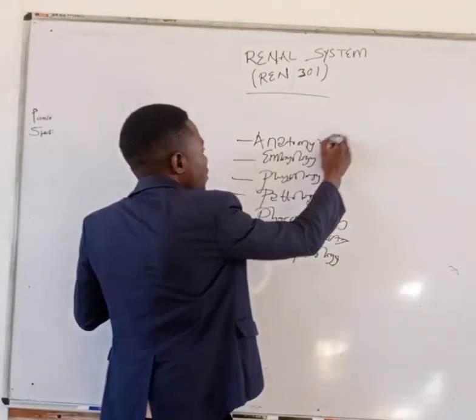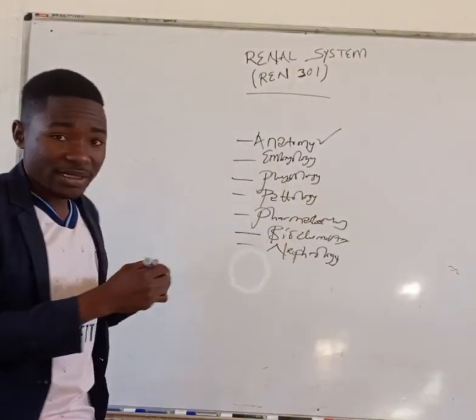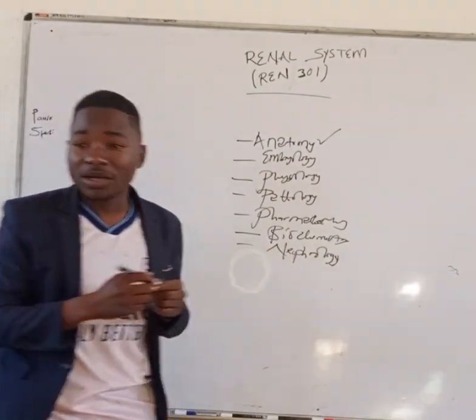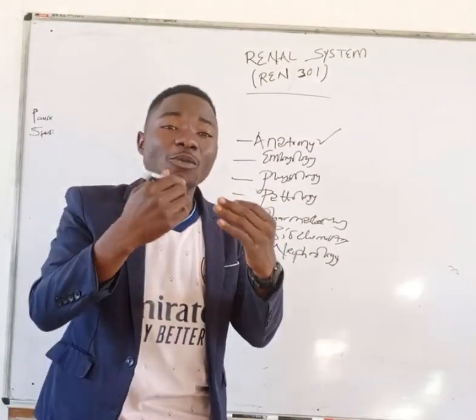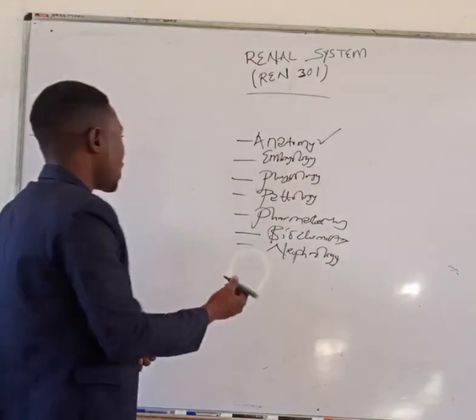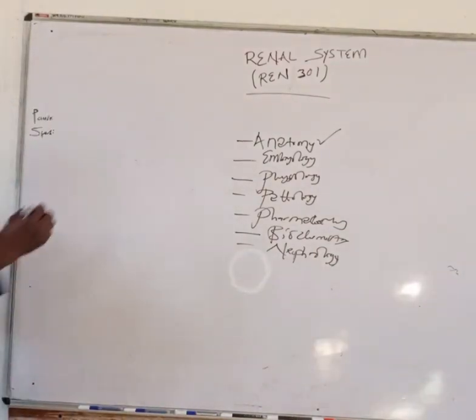So we're interested in anatomy now. For anatomy, what are you supposed to know? Number one, what is the complete renal system? A complete renal system has the following structures.